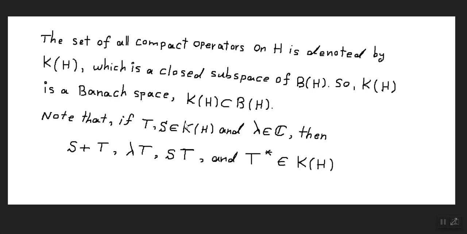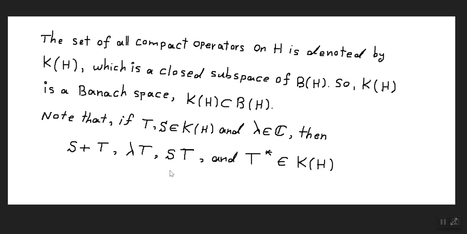This is very important. We mention these things without proof, at least bear in mind. If T and S are two compact operators and lambda is a scalar, then S plus T is compact. Lambda T, the scalar multiple of T, is compact. S times T, the composition ST, is compact. And in particular, the adjoint of T is compact.